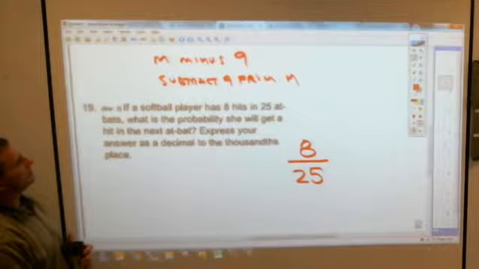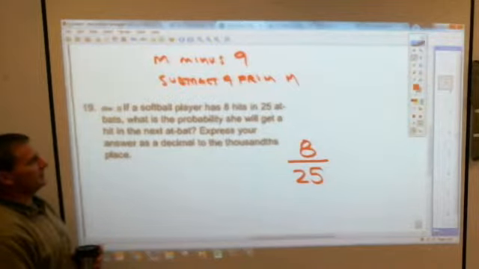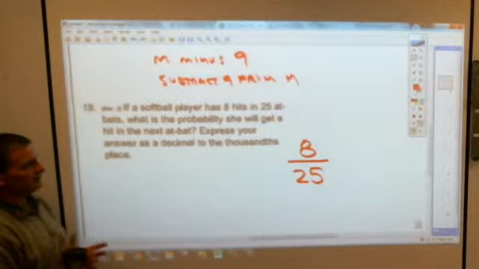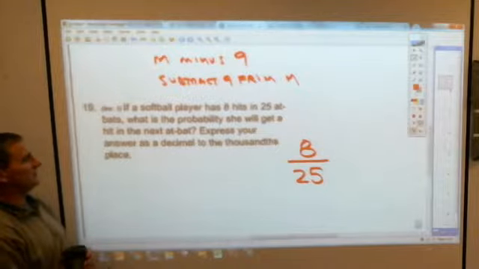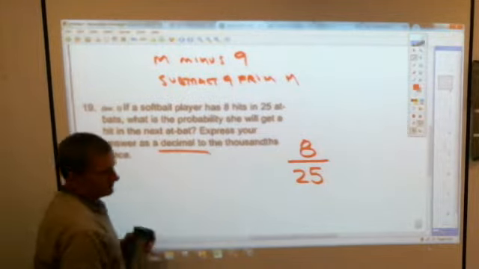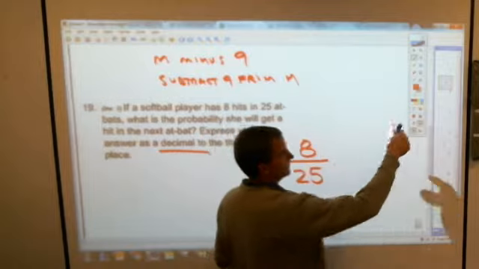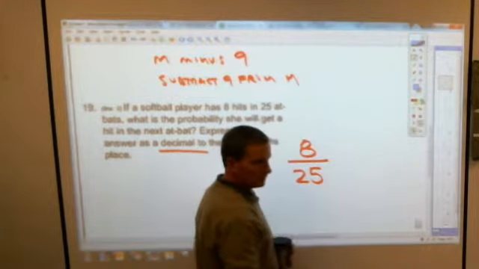What is the probability she will get a hit in the next at bat? Express your answer as a decimal to the 1,000th place. So you just have to change this to a decimal in the 1,000th place. Which means you would do what?